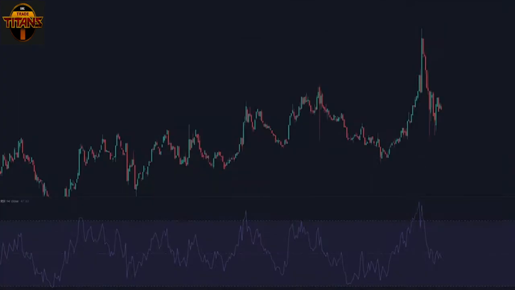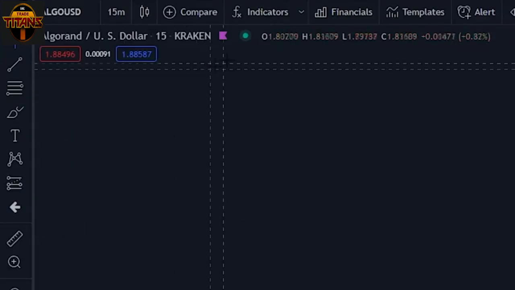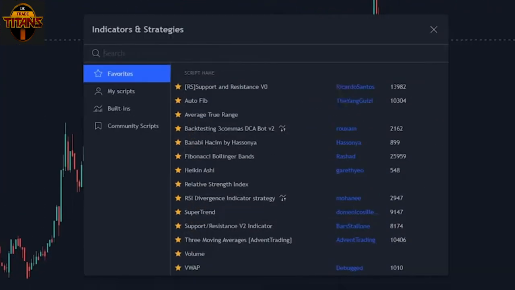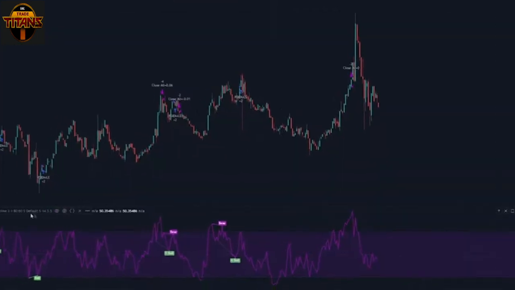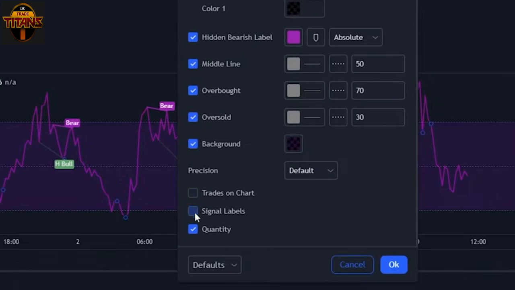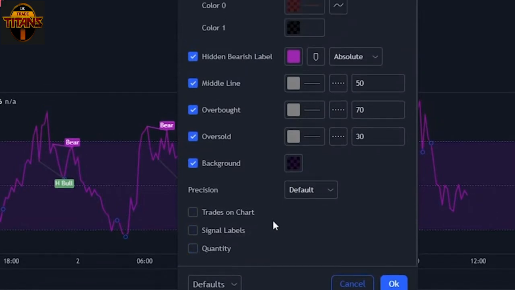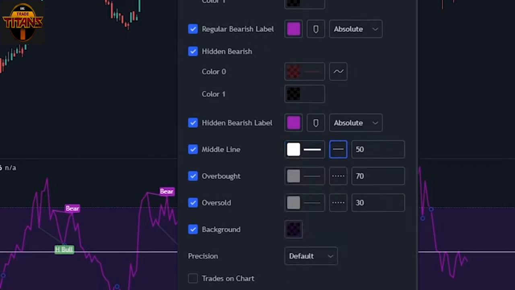Rule number two involves using the RSI indicator, but with a twist. Go to the Indicators tab and type in RSI Divergence. Make sure to pick this one right here. Next, we're going to change the settings a bit. Go to the settings, then uncheck these bottom three checkboxes, so this will clean our chart up a bit. Then go to the middle line tab and change the color to white and make it a solid line. This is just so it's easier to see.